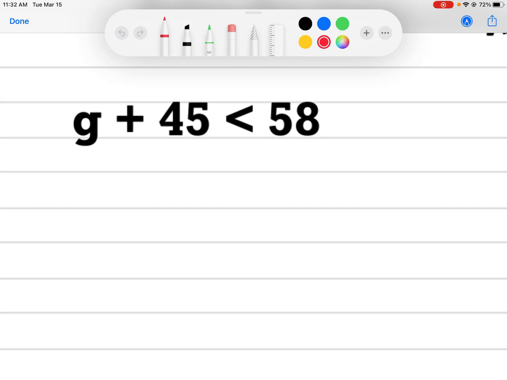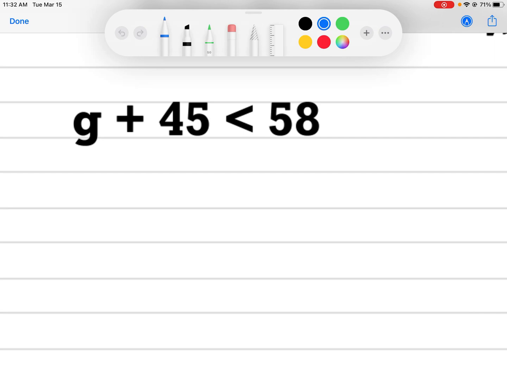Now we know our goal in solving equations or inequalities is to get the variable by itself, right? So in this case, we want to see g by itself. Now, in order to get rid of what's around g, or any variable, we always want to do the opposite, right? So in this case, we have g plus 45 is less than 58. We just want to know what g is less than. We don't want to know what g plus 45 is less than. So what do we do? We get rid of plus 45.